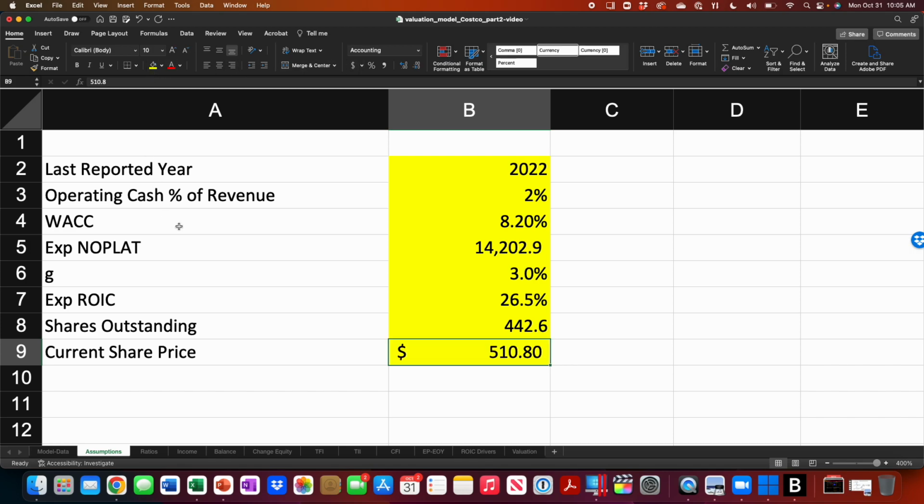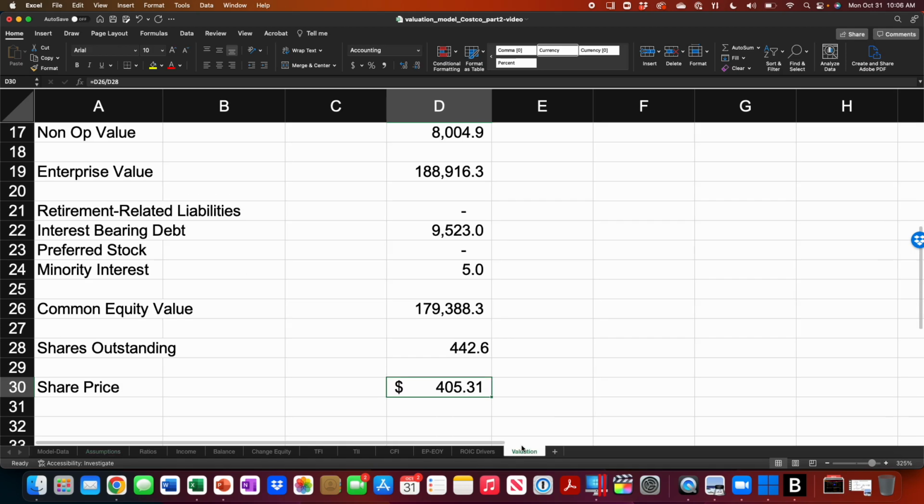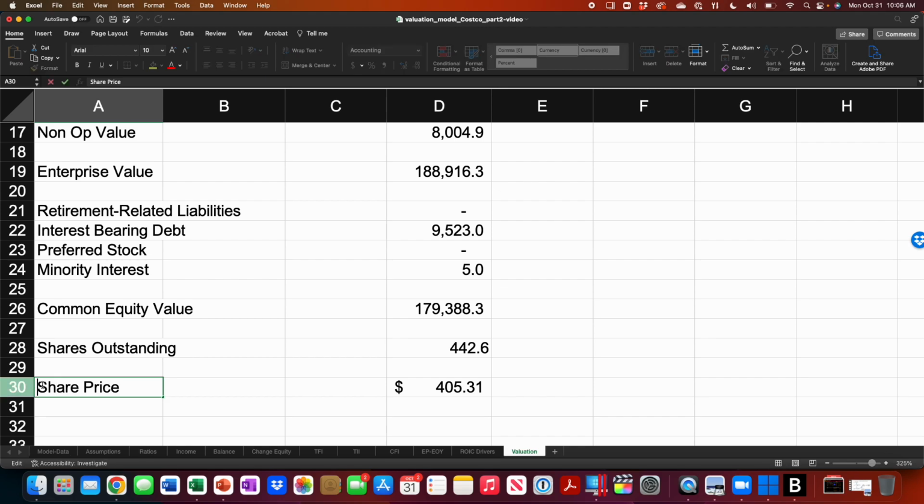All right. So I need my model, which right now is 405.31. As a matter of fact, I'm going to edit this cell. I'm going to call this the model share price, just so we don't get confused about which share price we're talking about. So I need my model share price to get within $1 of the current share price, okay, which is the forecast.